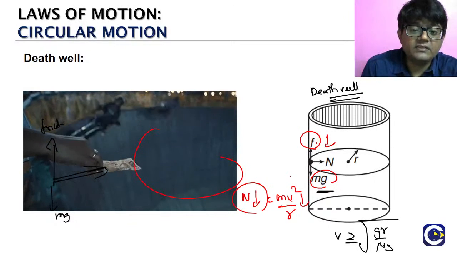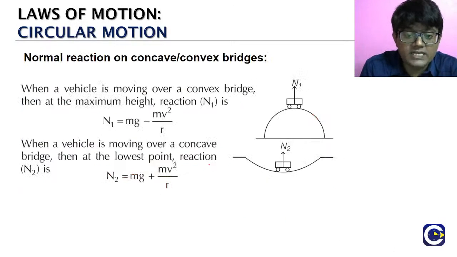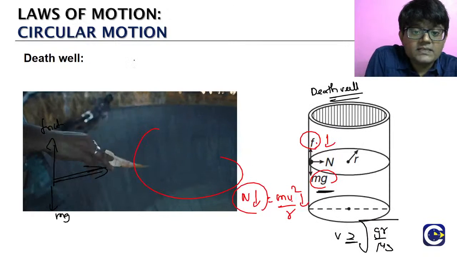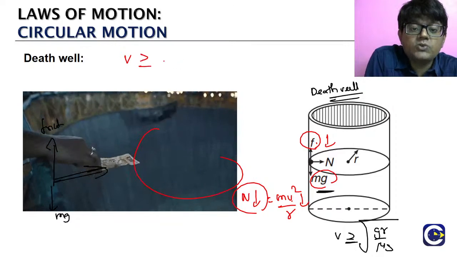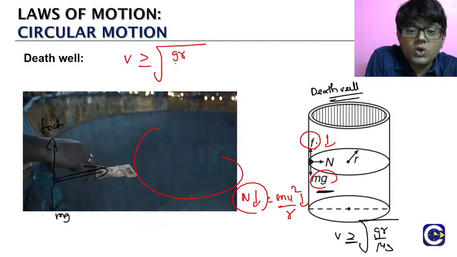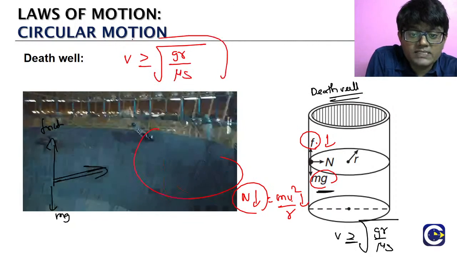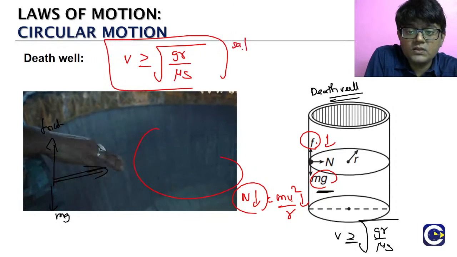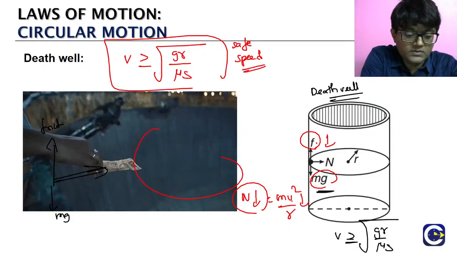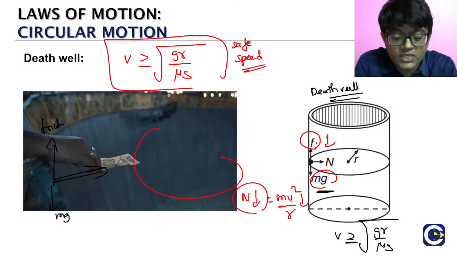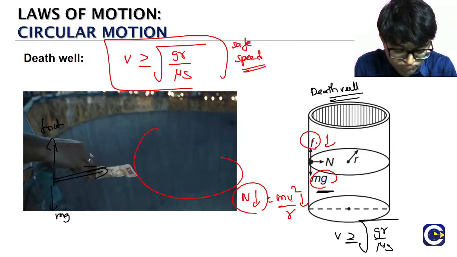So here they need to have the safe speed. What is the safe speed? V should be more than or equal to root of g r by mu s. Okay, this is the safe speed formula. If they don't have this much velocity, they will fall down.